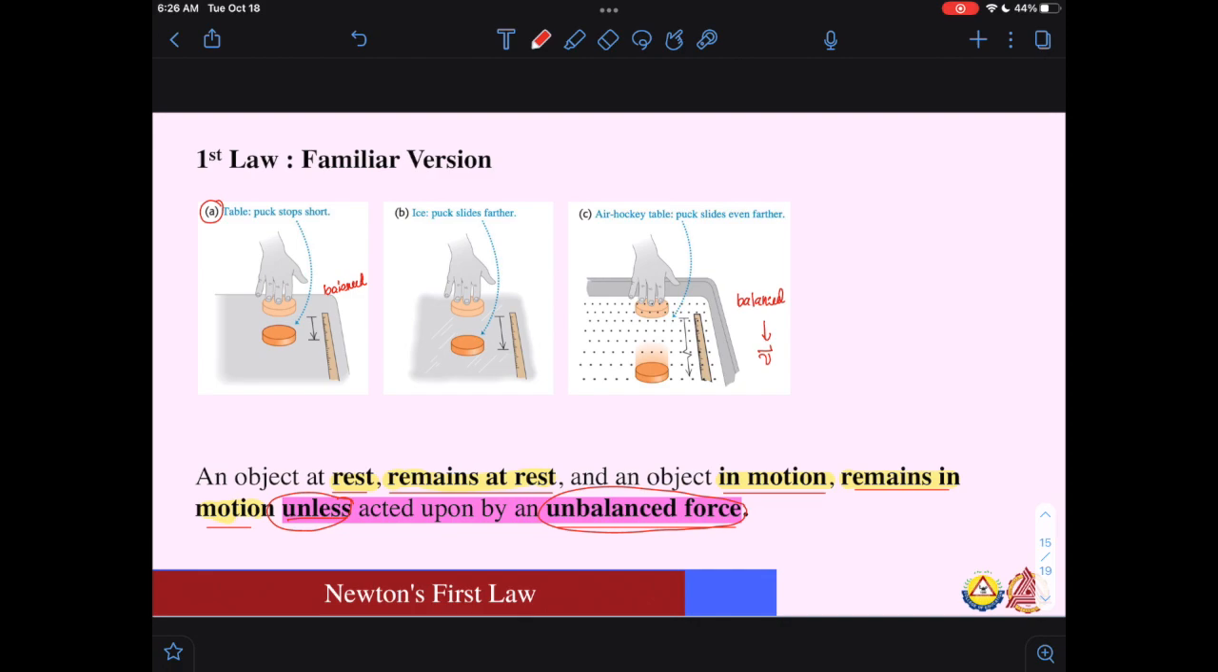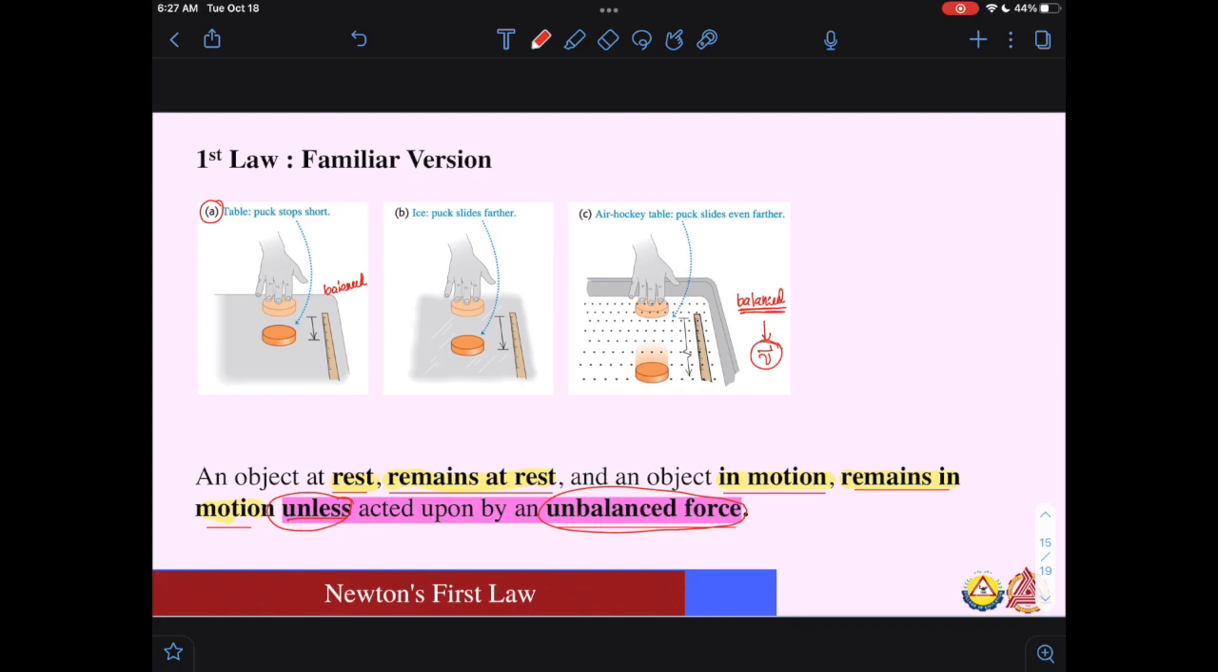Once it's in motion, it will remain in motion unless, unless, until there is an unbalanced force. So, whenever the forces are balanced, it will continue to move with velocity V. It will not stop moving. It will continue to move. Now, according to this statement, it will remain in motion unless, meaning to say, it will only stop moving if there is an unbalanced force acting. As you can see here, since the forces are balanced, it will keep on moving with constant V.